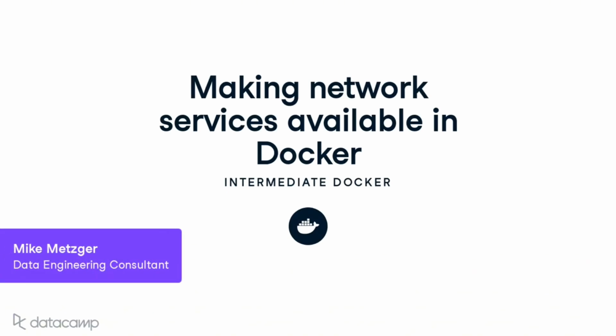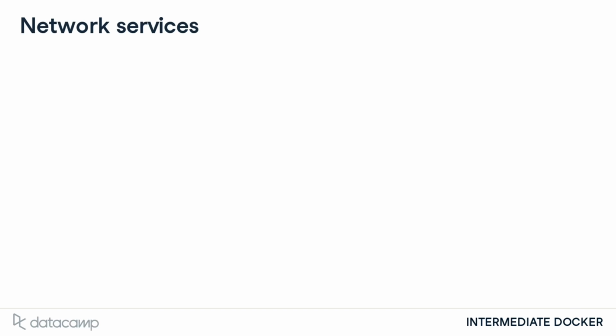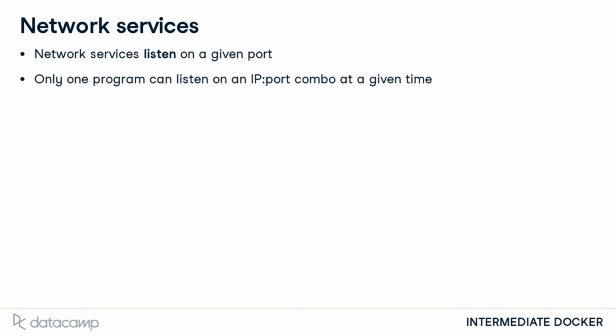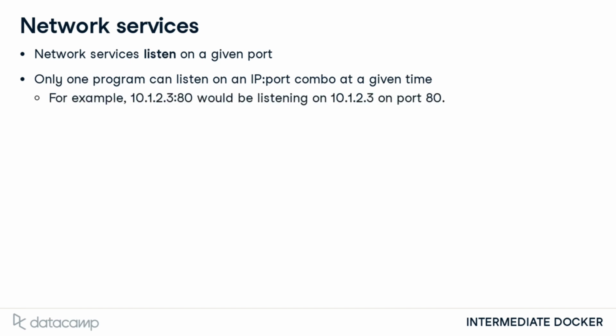Welcome back. Let's look at how to make network services available from within Docker. As briefly mentioned, network services listen on a given port. As such, only one program can listen on a specific IP and port combo. For example, 10.1.2.3:80 would mean that a program on the host with IP 10.1.2.3 is listening on port 80.